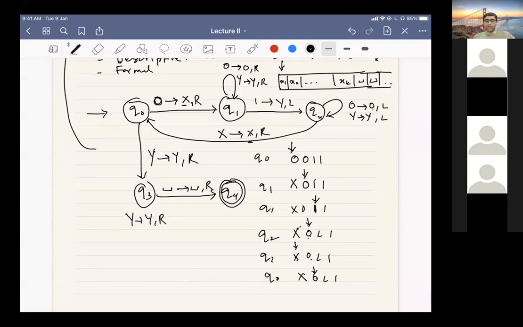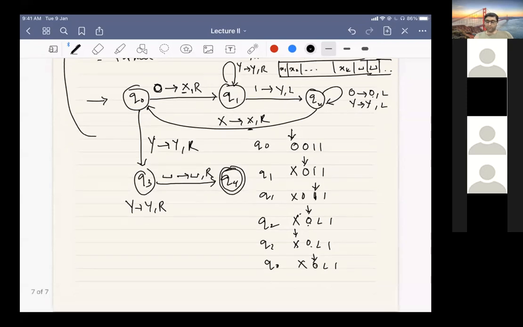Now, once we are in Q0, it will act like when we started. So this zero will be converted into X. And once we finish, we would be again in Q0, XXY1, and the head will be here. Sir, shouldn't it be Y instead of L? Oh, sorry, not L, Y. Sorry for that.